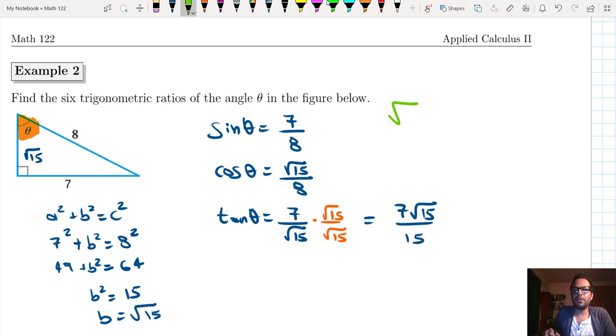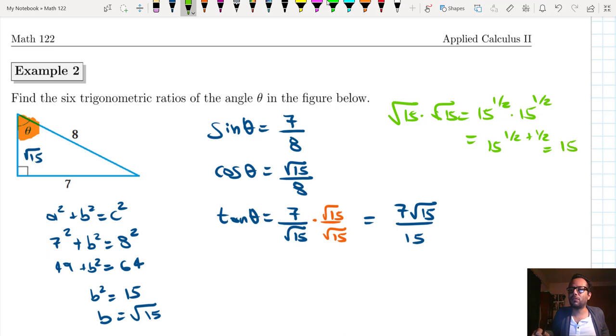When we multiply square root of 15 times square root of 15 itself, think of having 15 to the 1/2 times itself, 15 to the 1/2. Notice we have the same base multiplying, that is 15. By the rules of exponents, we add 1/2 plus 1/2, which adds to 15 to the first power, which is just 15, right? So that's why we can just write down the number inside and cancel.